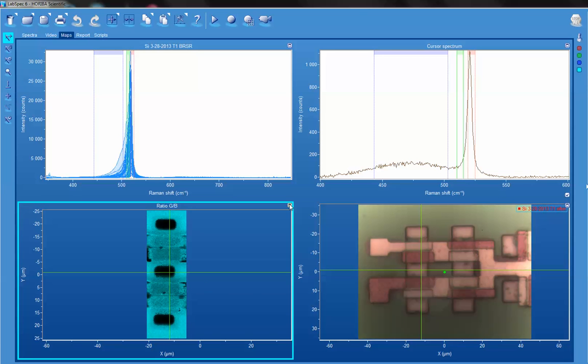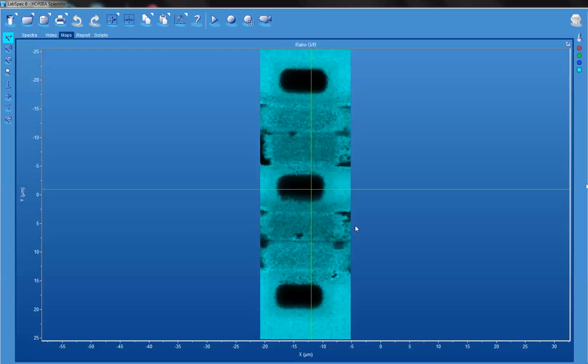And let's blow up this image again. Just like we were looking at the green, now you can see even more clearly the implant regions, because they're so dark. And then those areas of strain, both at the interfaces between the polysilicon, such as over here, and at the very edges of the polysilicon to the silicon substrate, they show up very nicely by using these silicon band ratios.